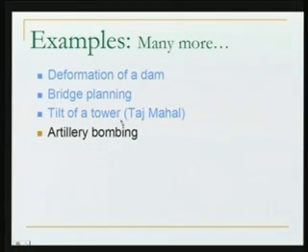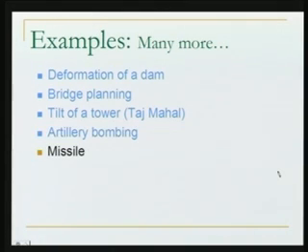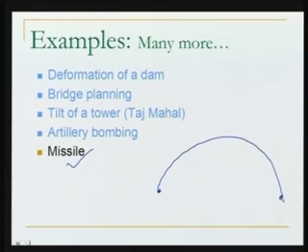Similarly, there are some examples in the military. In the case of artillery bombing, they want to start from a point and damage a target. So they want to fire the artillery in a trajectory in such a way that it will fall on the target. Similarly, the same thing is applicable for the missile. Again they want to fire the missiles from a point so that it will destroy a given target, a particular building.